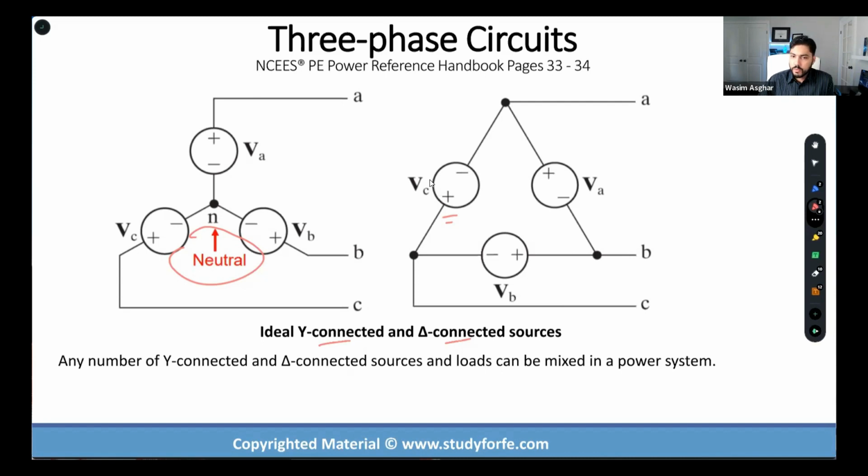Now, generator. What type of generator, guys? AC, yeah, three-phase systems are all AC. There's no DC three-phase system. But what type of generator are we talking about? Are we talking about an induction generator or a synchronous generator?